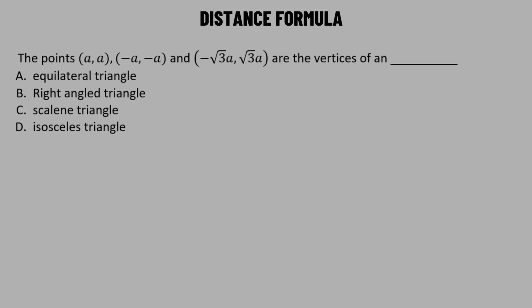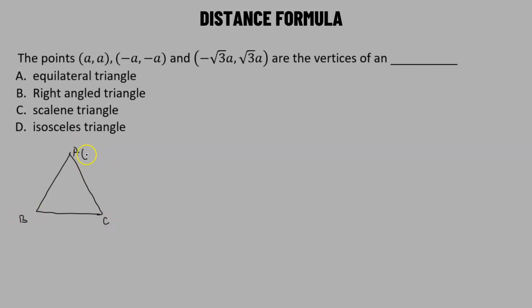So here we are provided with 3 points and we need to show that these 3 points are the vertices of a triangle. But we also need to find out what type of triangle is going to form. So let us begin. Let's name each of the points. So we have a triangle, a generic triangle. We'll call the vertices A, B, and C.